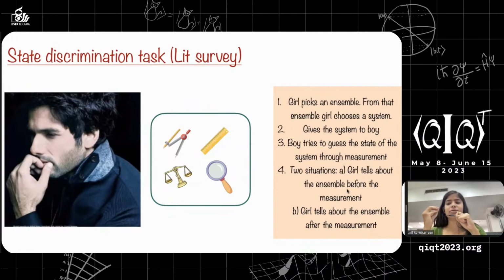The girl can tell about the ensemble, that is, whether it's a shirt or a watch, before the measurement. In that case, the boy can choose among the measurements depending on the information. Or the girl can tell about the ensemble after the measurement. In such a case, the boy can't decide among his measurements depending on that information, but at least he can finally decide what gift he has received depending on that information about the ensemble.